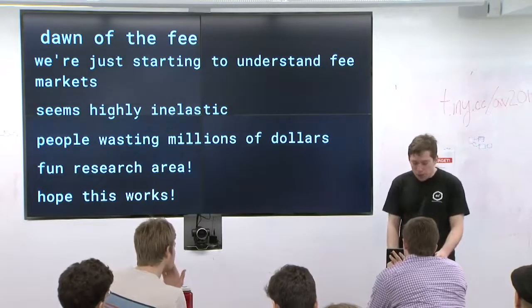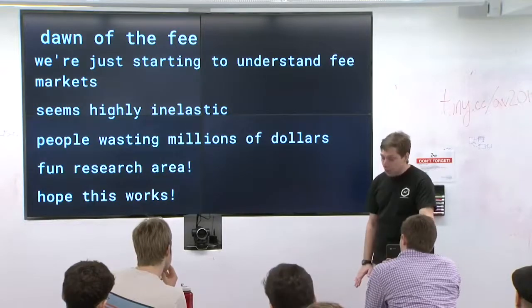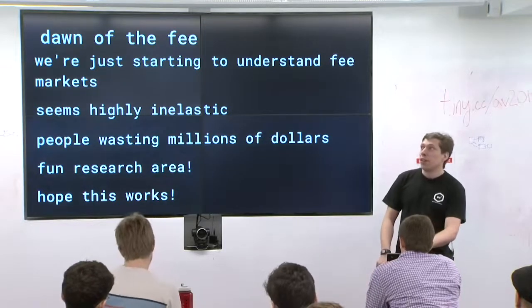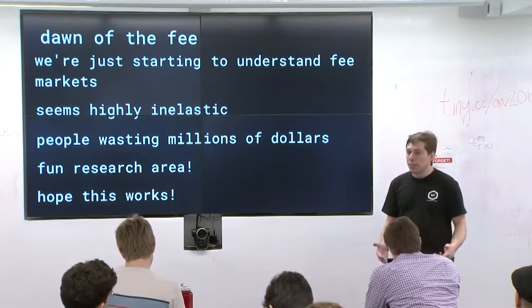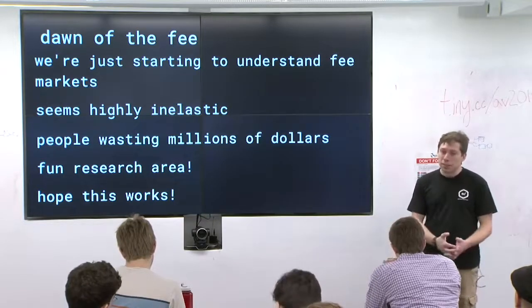But in general, most of the other altcoins, with the exception of Ethereum, Ethereum definitely has similar issues, but most of the altcoins have a block size or a network capacity that exceeds their uses. So there isn't really competition to get into the next block.